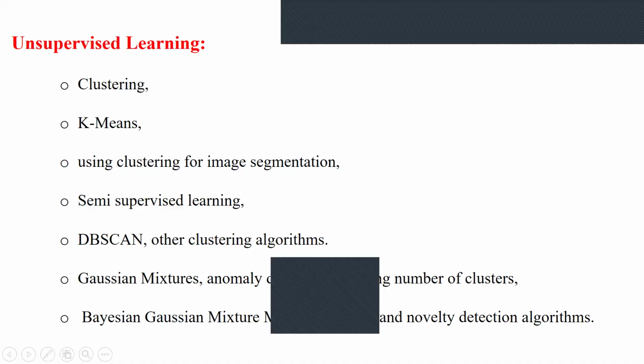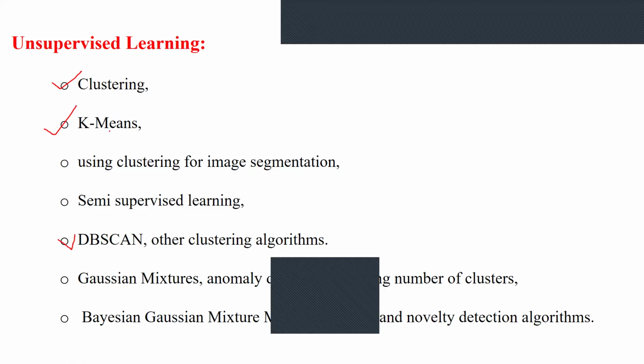Hello everyone. So today we are going to see the third unit. It's unsupervised learning. In this unsupervised learning, we are going to see these topics. What is clustering? In clustering, we have two algorithms. One is K-means clustering, another one is DBSCAN.